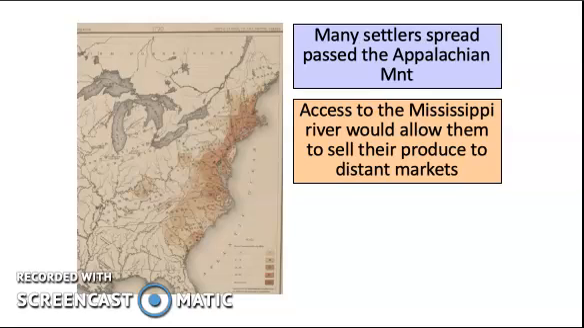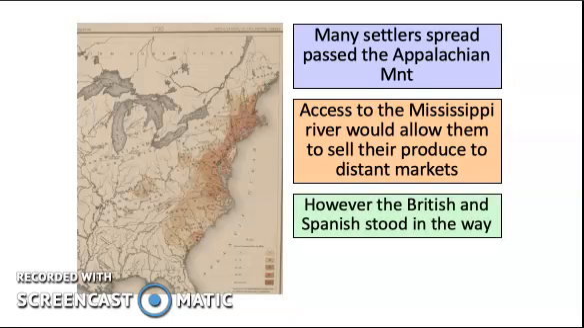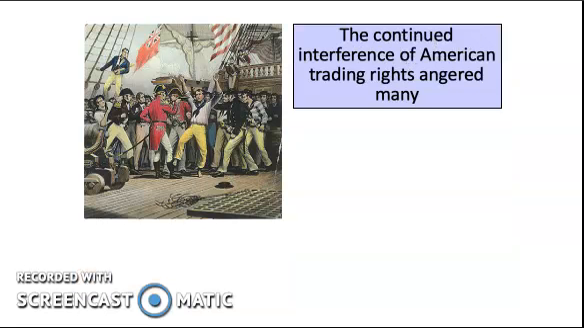Roads didn't exist at the time, and so there's no way to get your product back over the mountains before it's spoiled. Instead, what they wanted to be able to do was put it on a barge, float it down the river to the port at New Orleans, and then sell it there. The problem with all this, though, is that the British and the Spanish stood in the way of these settlers and our ability to sell these products to distant markets. So the way that they did so is they interfered with our trade.